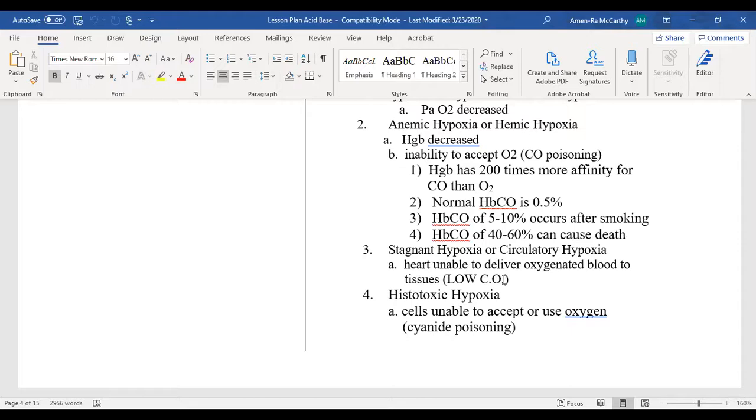All right, so stagnant is also known as circulatory, and that's because the heart is unable to deliver that blood. It could be full of oxygen, but if the pressure is low or the cardiac output is low, it's going to not get to you. Okay? And the last one is histotoxic. This only happens from cyanide poisoning. Histotoxic hypoxia is from cyanide poisoning. Once you inhale cyanide, your cells can't use oxygen ever again. Every cell in your body is unable to use oxygen.